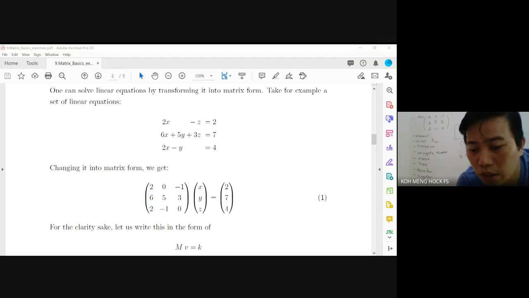Wait, Faris asks a question about adjugate. Yes, this is how you spell adjugate: A-D-J-U-G-A-T-E. Or adjunct, A-D-J-U-N-C-T. Okay, Faris? Okay, very good. So what is a linear equation?